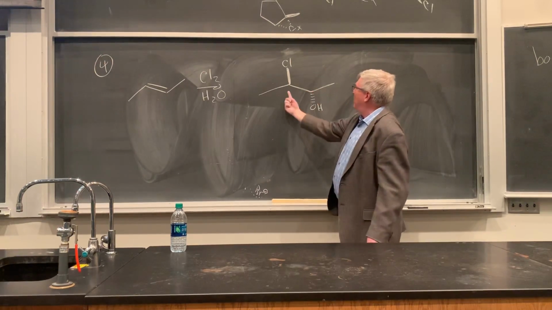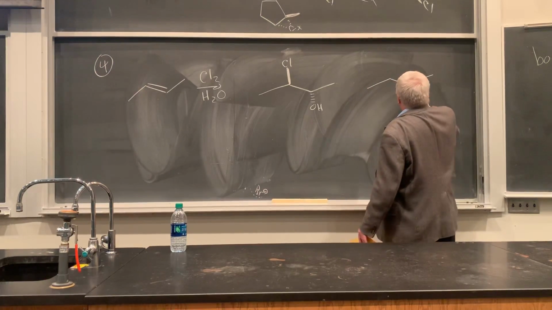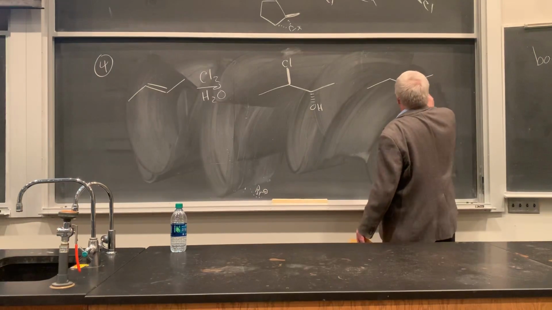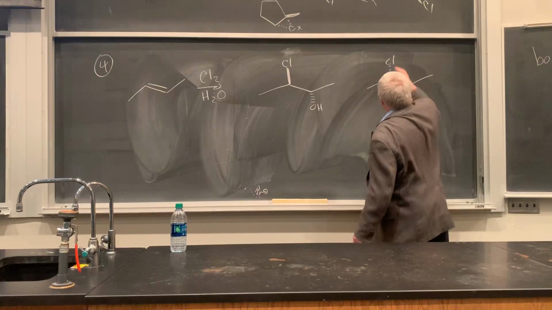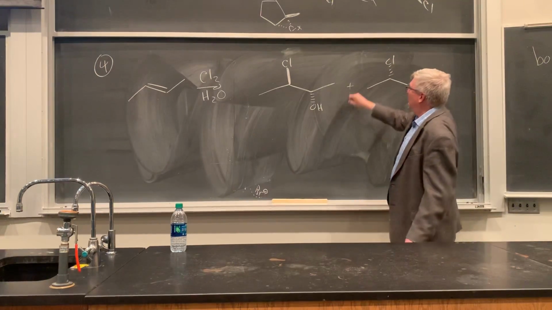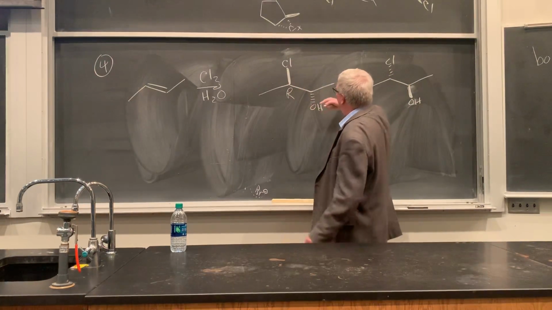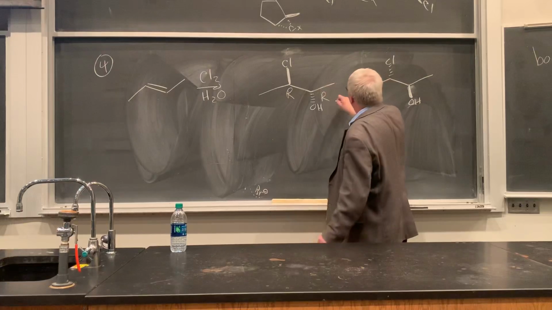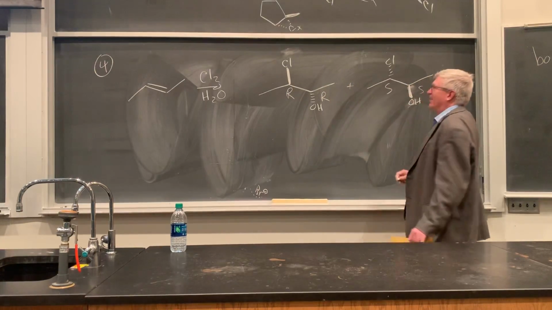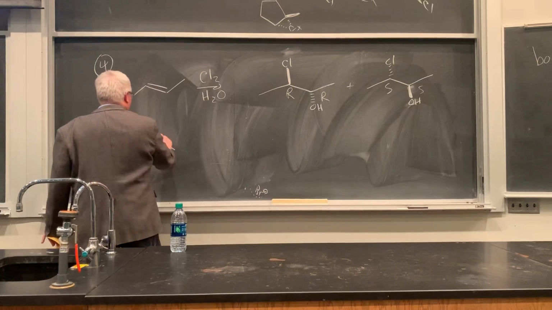But you could have attacked from the other side and given what? The enantiomer of this, which would have looked like this. Let's see if I can get that right. Okay. So that can also form. So it's a mixture of those two. What is this? This is the R, R, and this is the S, S. Okay. Now you can do the same thing with the cis one.